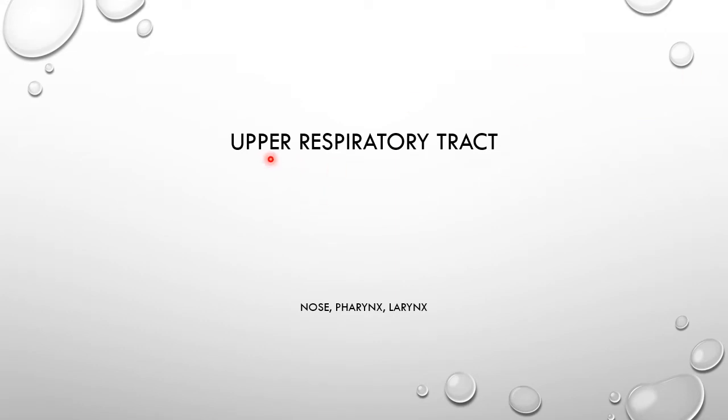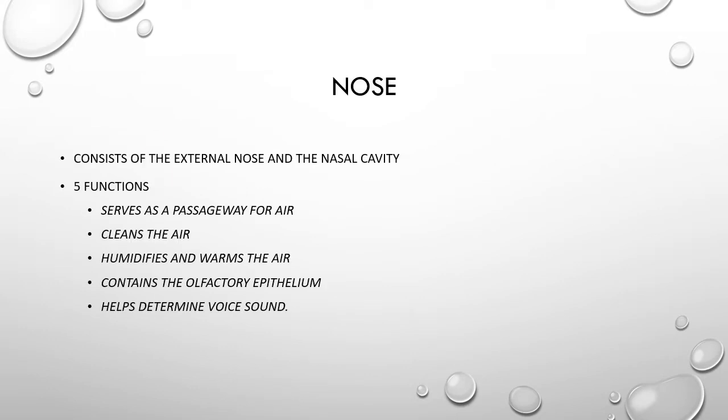Okay, now let's discuss first yung upper respiratory tract. As you all know, these are the structures under it: the nose, the pharynx, and the larynx. Okay. Let's discuss the nose. So we know this is the external structure of the upper respiratory tract. That's your external nose. That's what you see in the face, and then inside of it is the nasal cavity.